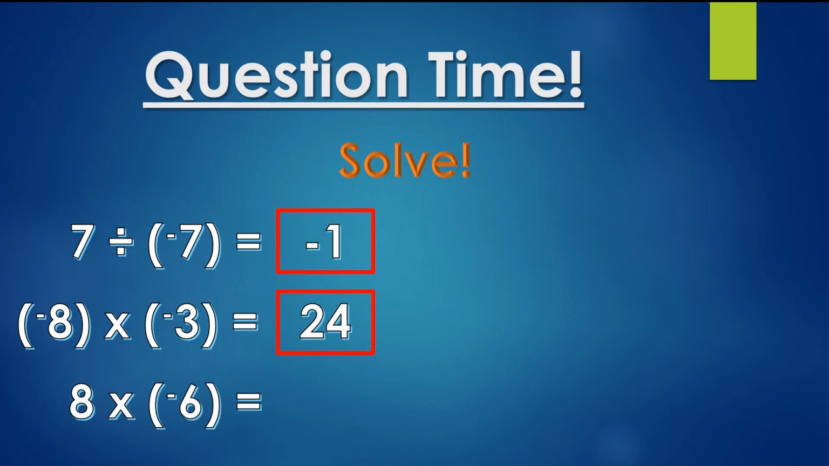8 times negative 6. Since we have two different signs, we're going to multiply as normal. 8 times 6 would be 48. And then we make the number negative, so it is negative 48.